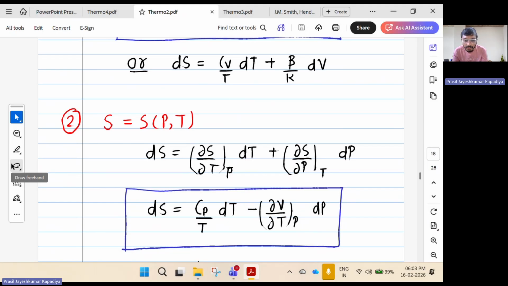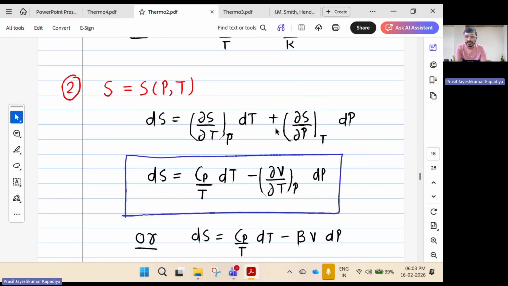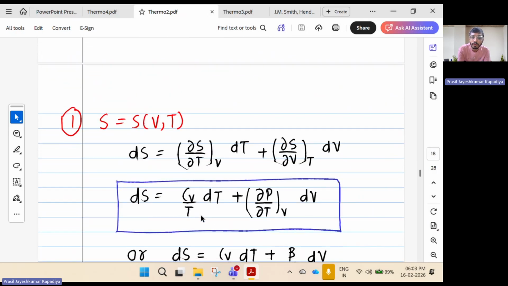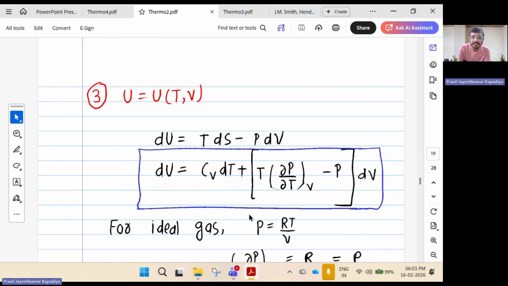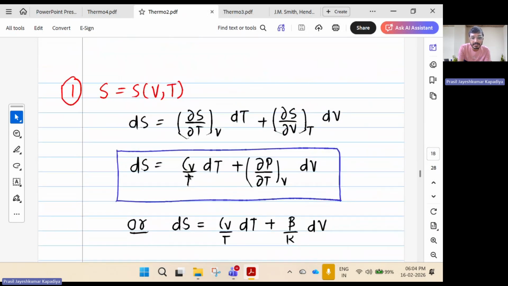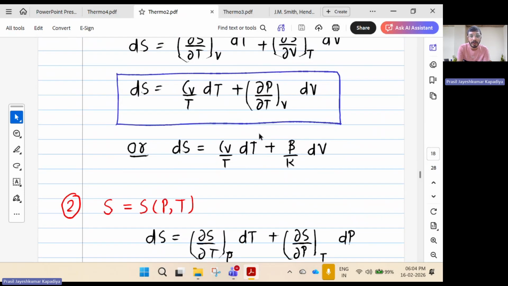What was very important for us to know is that when the gas was ideal, these two terms, del P del T at constant volume and del V del T at constant pressure, both went to zero. So for ideal gas, du was CvdT, and similarly dH was CpdT. Here it will not be like this. For a real gas, it will depend on the PVT behavior, so we will find del P del T and estimate.